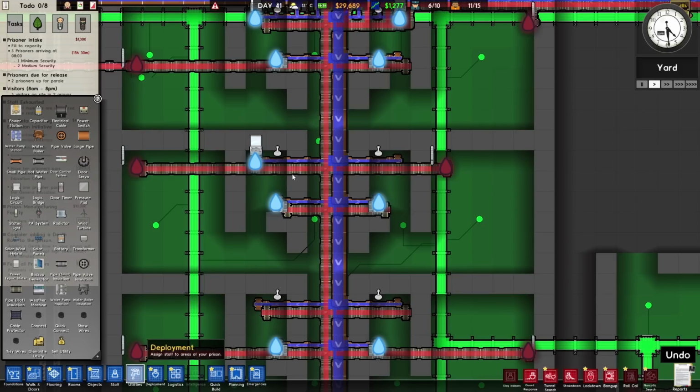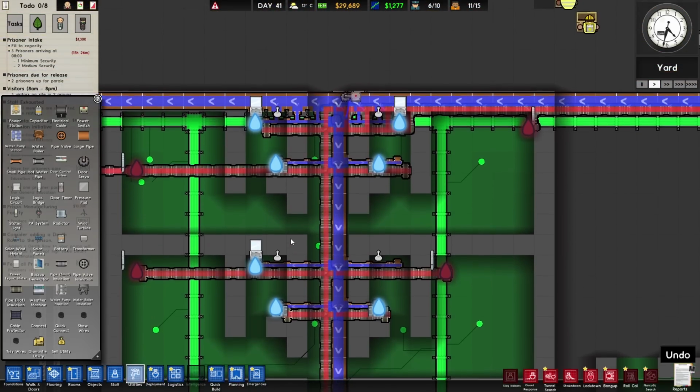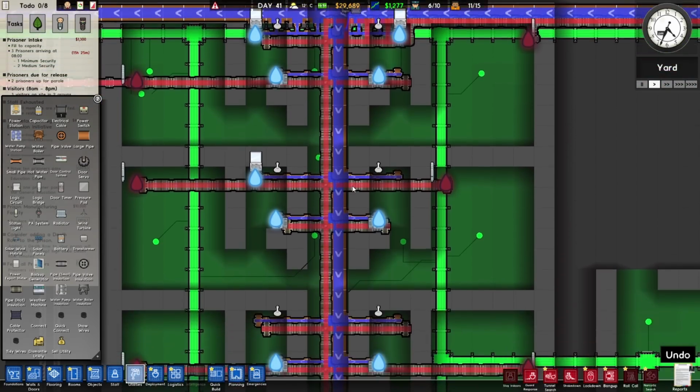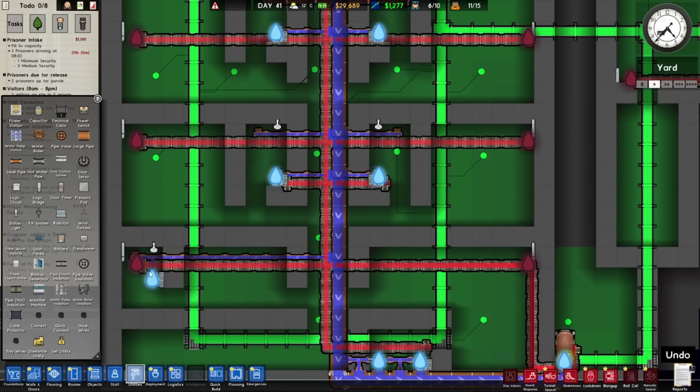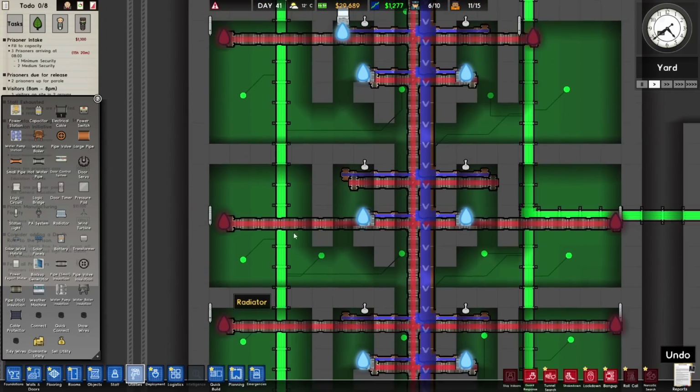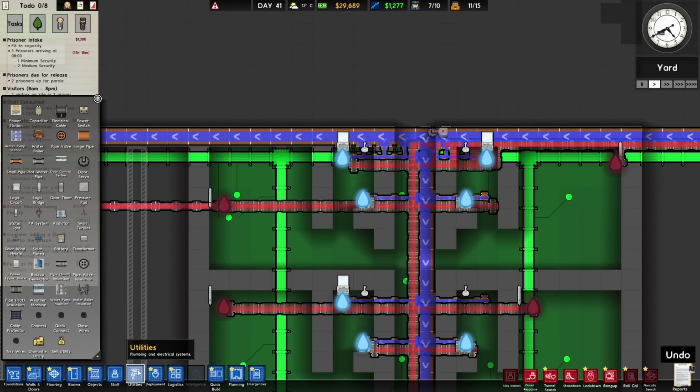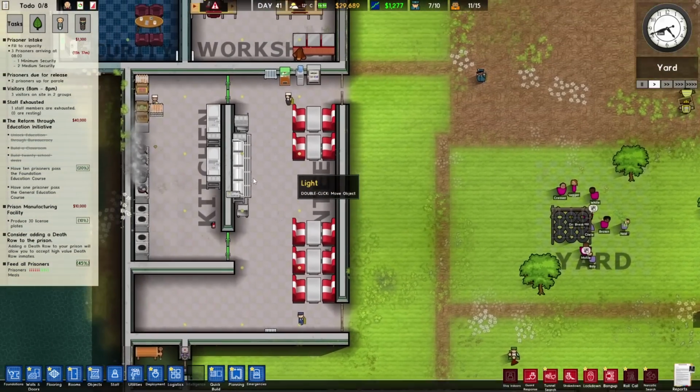Also, did we plumb the showers into hot water? I don't know, did we? I'm not entirely sure the showers are hot. Oh, yeah, it seems they are, look. The hot pipes are going out to where the showers are, so I assume that's fine. I guess the showers are hot showers. That would be very unlovely if they weren't.